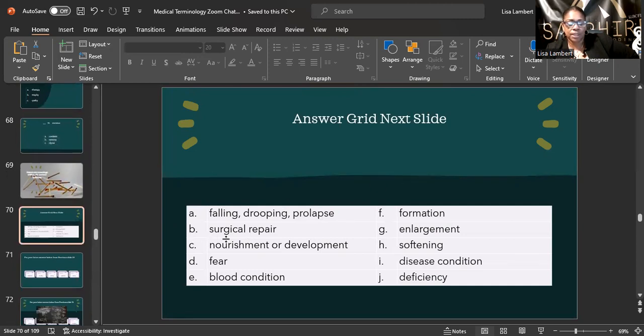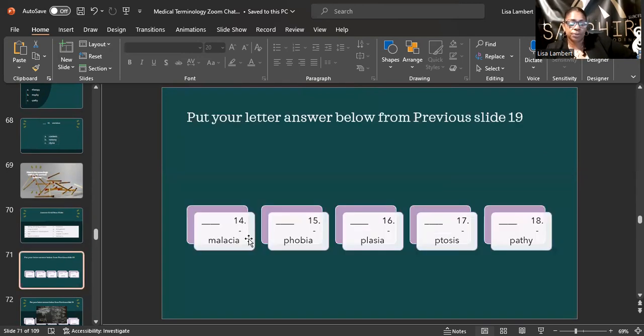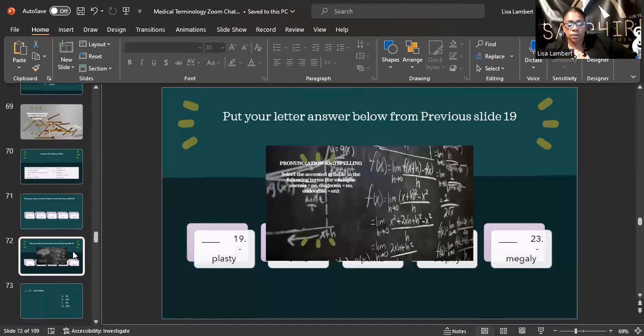I'm not going to go through all of them, but again, answer where here's fallen and drooping and prolapse, surgical repair, nourishment, development, fear, blood condition, formation, disease condition, deficiency. I'm just skipping through. I just put this here so you can do your answers, but don't answer this, this is just for your chat. You have this already. If you have any problem opening that drive, let me know.